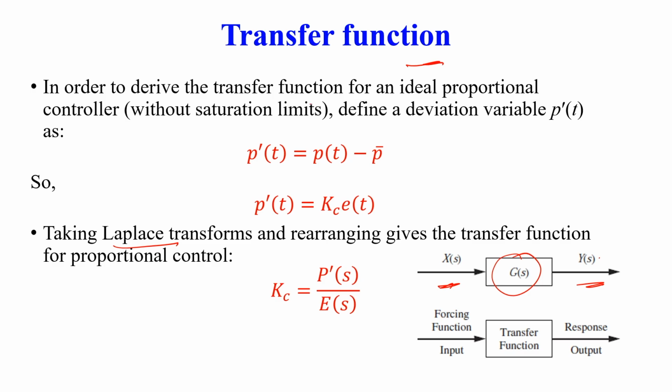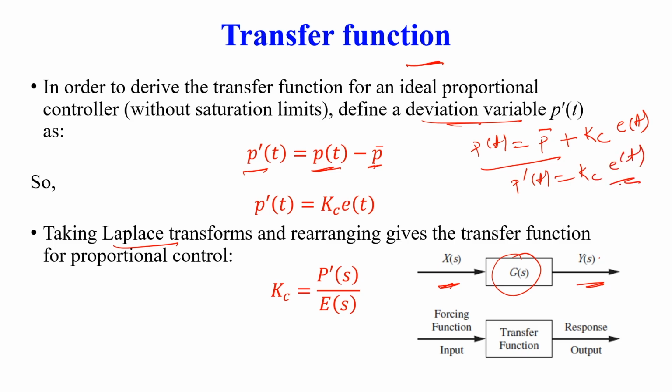Now, in order to derive a transfer function of an ideal proportional controller, we first define a deviation variable p dash t. How much deviation is there? It is p(t) minus the steady state value p_s, and if you put this in the first equation, that was p(t) as p bar plus Kc into epsilon(t), we end up with p dash t equals Kc into e bar t. So, one can take the Laplace transform and rearrange them.